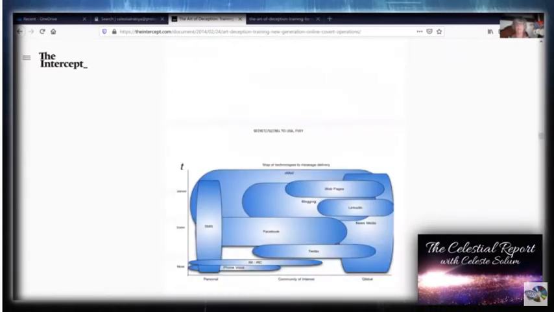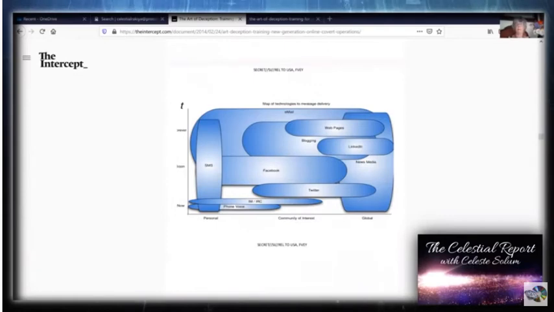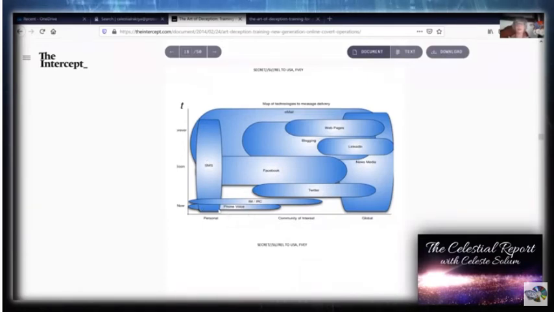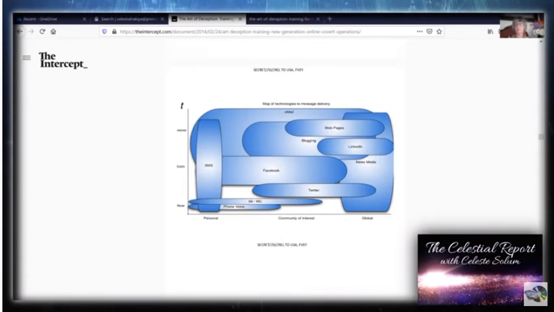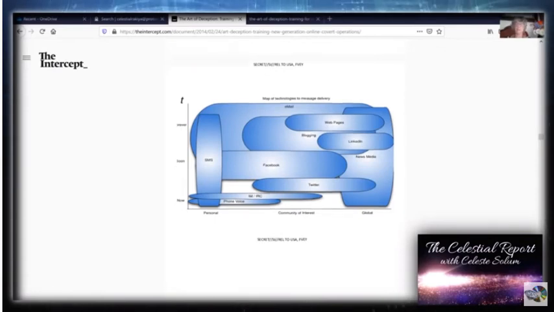And this is what a map of technologies to message delivery. So on a personal level, we would get a phone call, a text, we might go to Facebook or Twitter. This is where the community starts: we get involved with web pages and blogs and our community actually. And then there's global, which is the news media and certain designees, supposedly trusted sources.